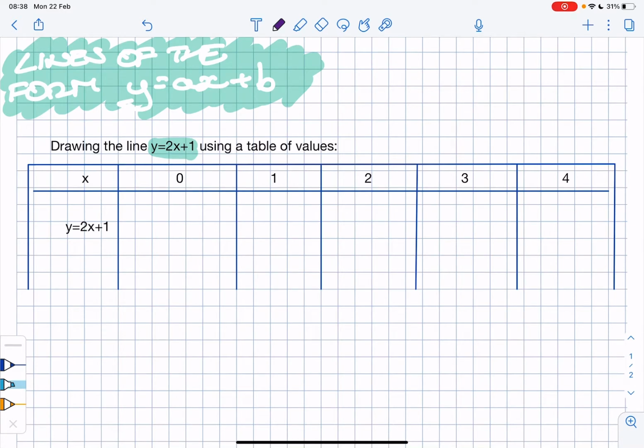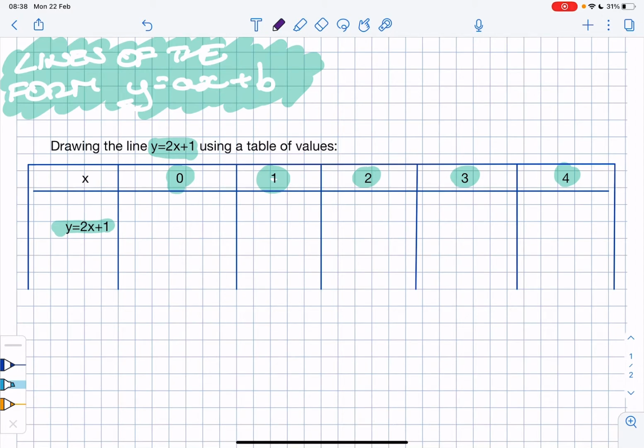So in the same way we did before, we're basically going to take these different x values, and that's all this is, okay? We've got 5 different x values here. We've got 0, 1, 2, 3, and 4, and we're going to take them and we're going to put them into our equation, y equals 2x plus 1, okay? So what it means is y will equal 2 times by our x value, and then we add on 1.